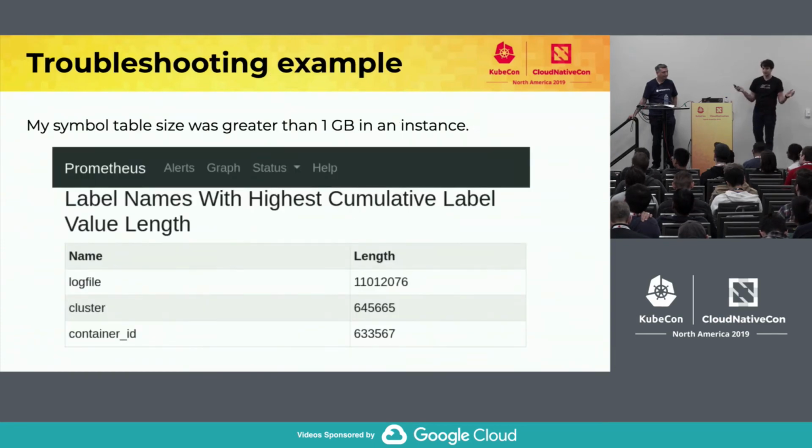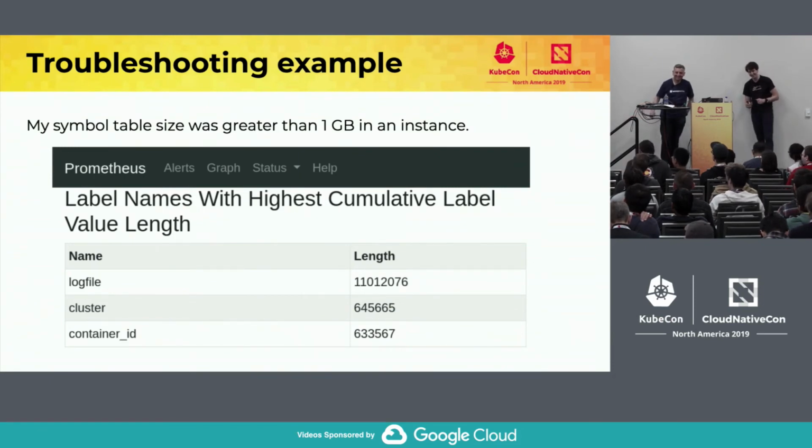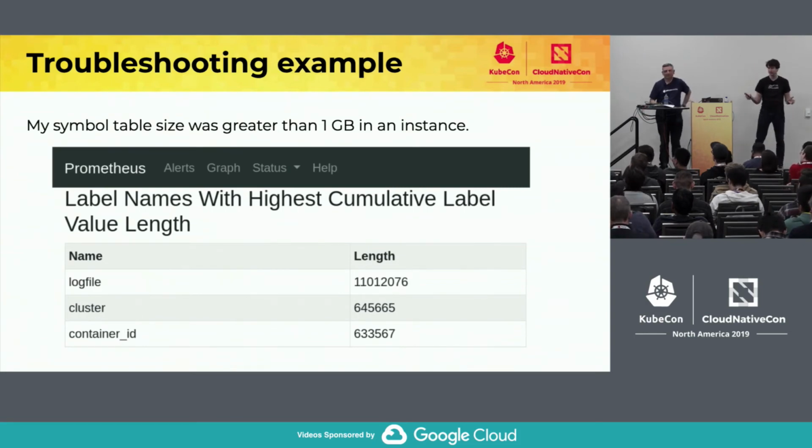Well now, Prometheus UI comes with this nice page. You just click status, runtime information, and there's a bunch of sections. One of those sections is label names with highest cumulative label value length. So this will tell, catchy name. What it's telling you is, what is the label that has the most values? This is what we had to add at that time, a TSDB analyze command line tool, to figure out where those error messages were coming from. Like, what label has all of this symbol size?